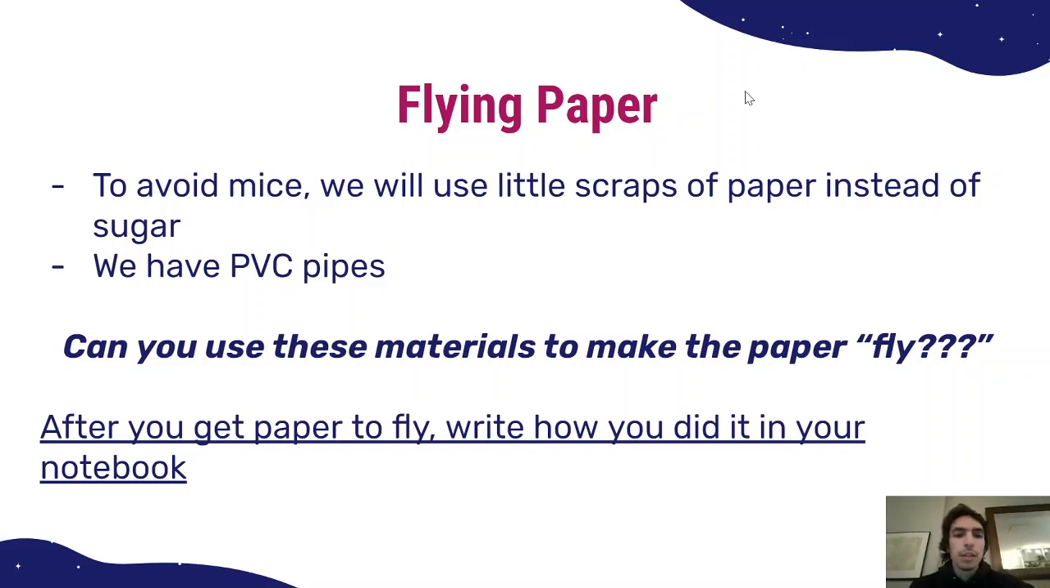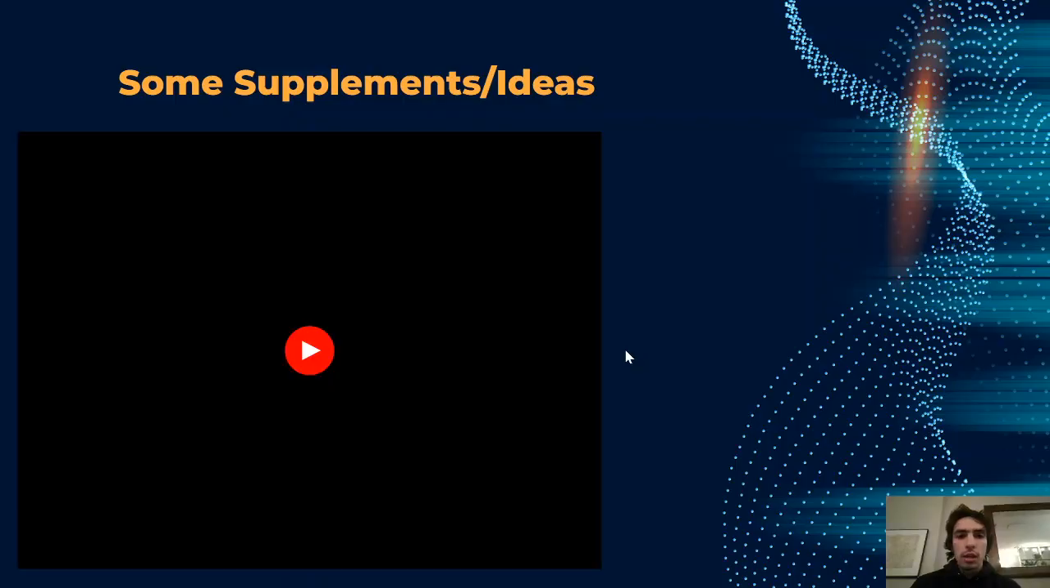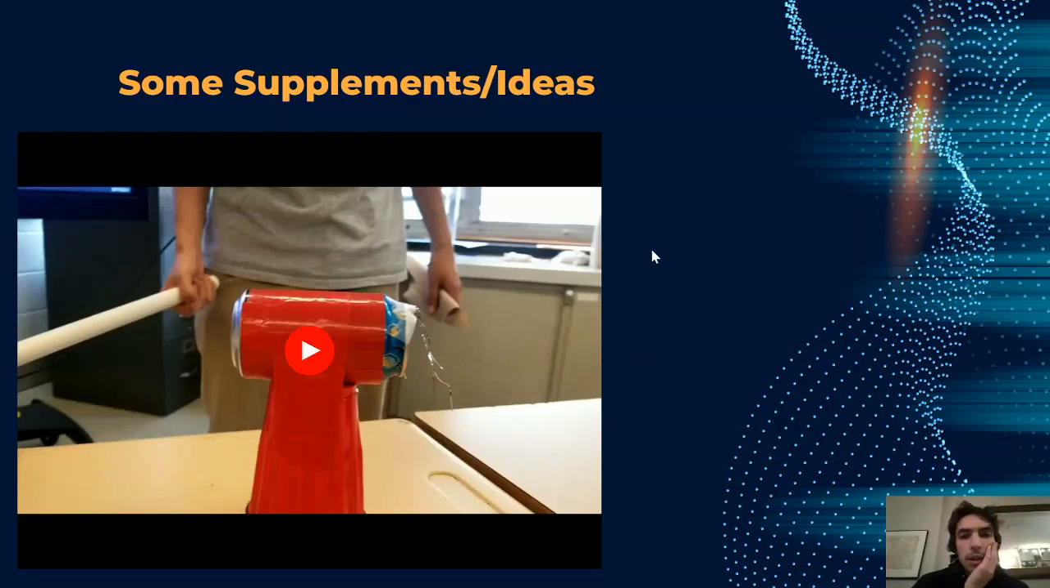So we use paper because I don't want mice or cockroaches in my classroom, so we use little scraps of paper that I just cut up before the day starts, and then we have these little PVC pipes that I'll show in a second. And the goal for students is to use that and some paper towels or something basic to get paper to, quote unquote, fly, and then try to come up with their method or their explanation for how they did it. And then we share out and we talk about what was important and what was necessary, and all of those things.